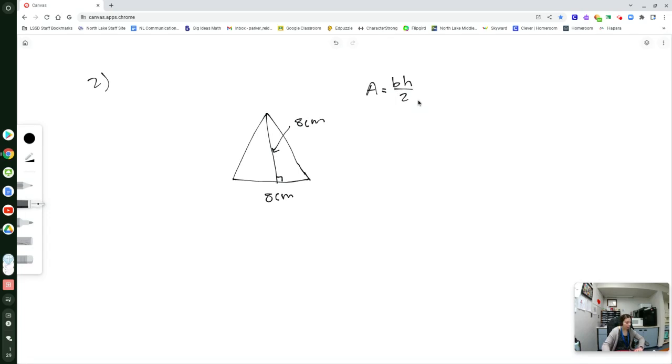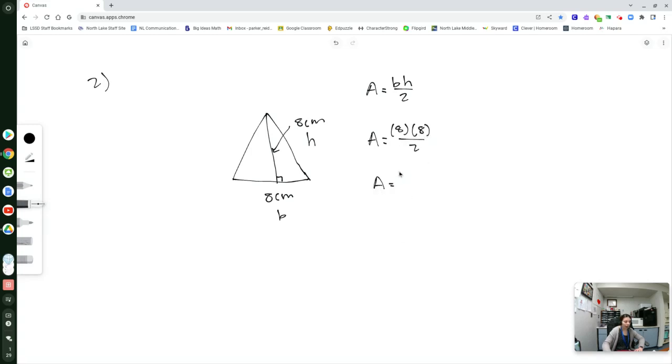Let's identify our base and height. A right angle is always right because it shows the base and height. So the two sides forming the right angle, 8 centimeters and 8 centimeters, are the base and the height. So area equals base 8 times height 8 divided by 2.